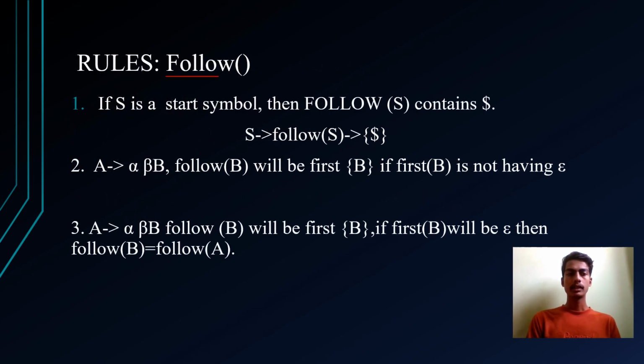Here are the rules for constructing the follow. If S is a start symbol, then follow of S contains a dollar. If A tends to alpha B beta, then follow of B will be first of beta, provided first of beta does not have epsilon. If first of beta contains epsilon, then follow of B will be follow of A.